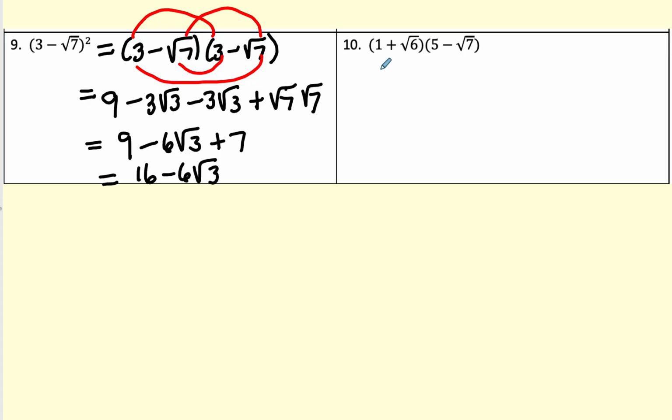Okay, this one, I'm going to do FOIL again. And so this is going to be first, outer, inner, and then last. Okay, so this will be negative root 7, and then outer will be minus root 7. Oh, I did not do that right. Let's try again.